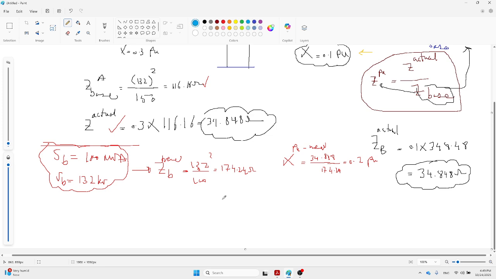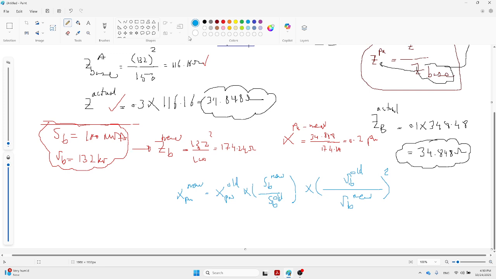The X per unit new is equal to X per unit old times S base new over S base old, times V base old over V base new, to the power of 2. Let's check this one all together to see whether it works for us or not.